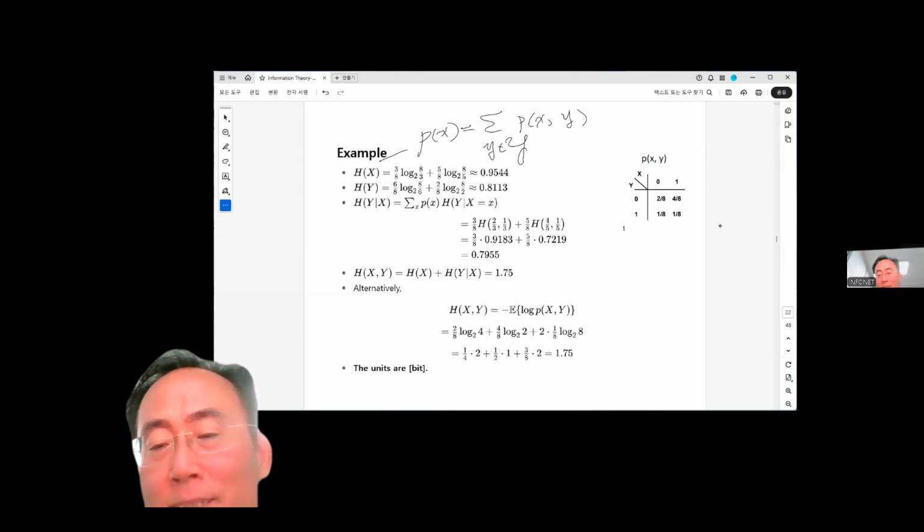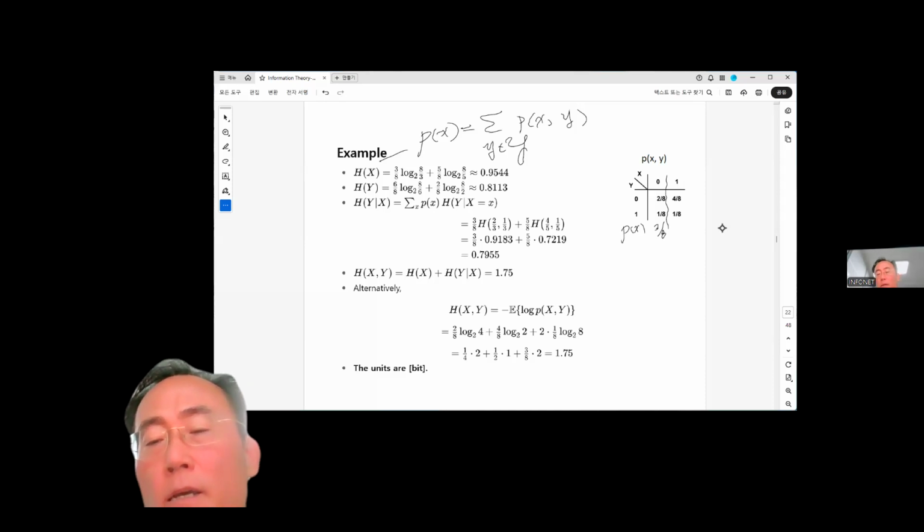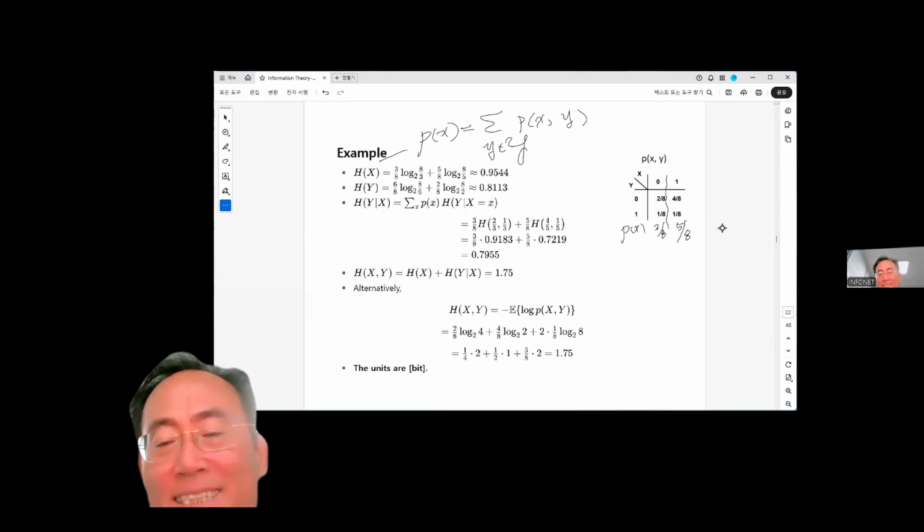So P(X), I wanted to calculate when x is equal to 0. So sum them all up, 2 over 8, 1 over 8, that is 3 over 8. And this one, 4 plus 1 is 5. So 5 over 8. So that's your distribution, 3 over 8, 5 over 8. That's your P(X).